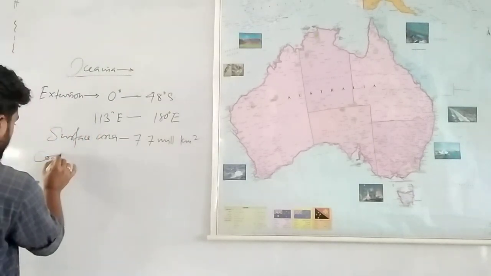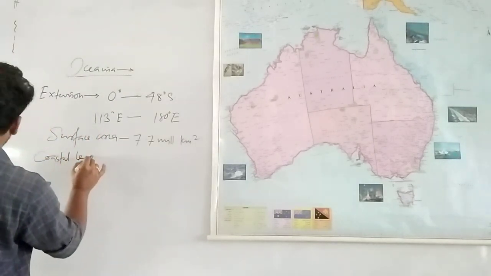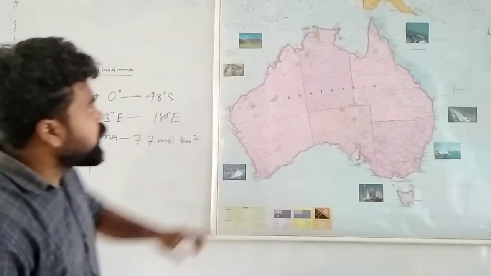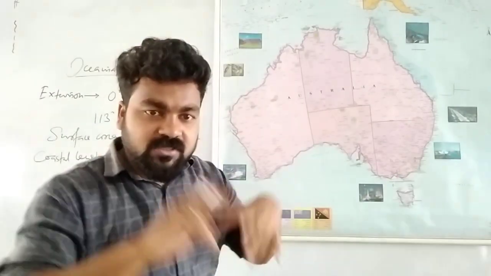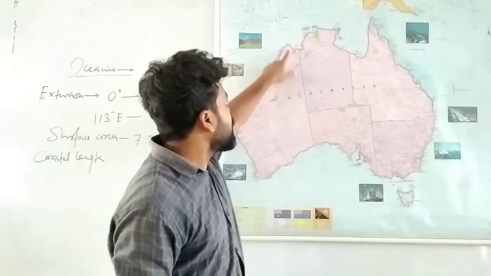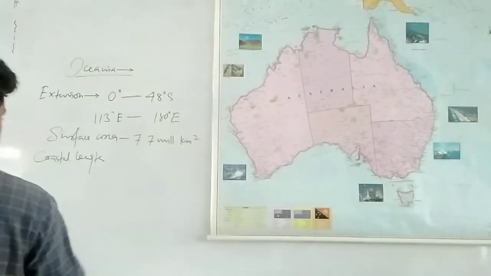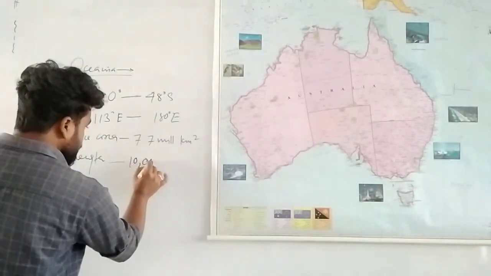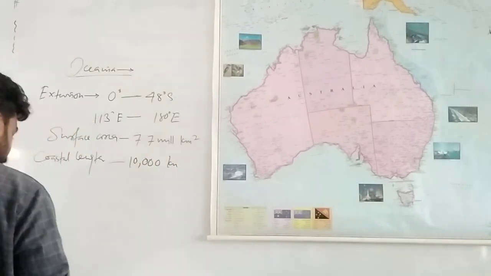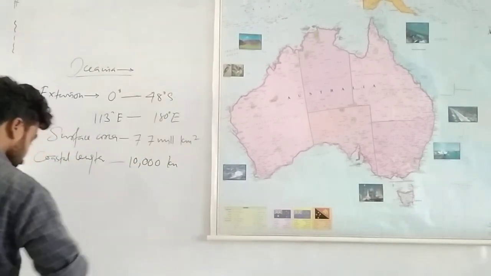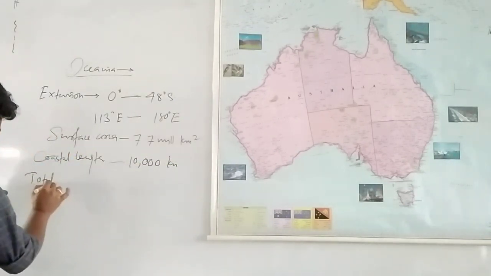And again, total coastal length, because we know that Australia is an island, right? Australia is the largest island in the world, so it has a very large coast. So the total coastal length is approximately 10,000 kilometers.